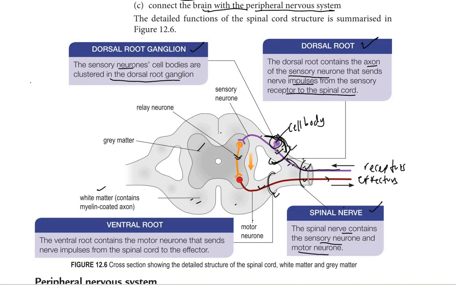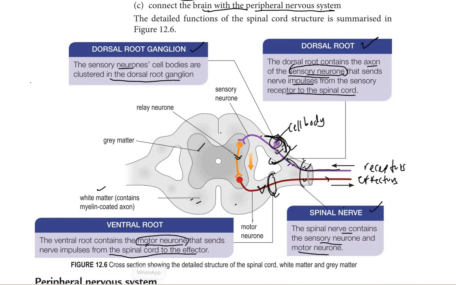Okay. And then move on to the ventral roots. The ventral root contains the motor neuron that sends the impulse from the spinal cord to the effector. So inside the ventral root here we have motor neuron. So dorsal root has sensory neuron, and ventral root contains motor neurons.